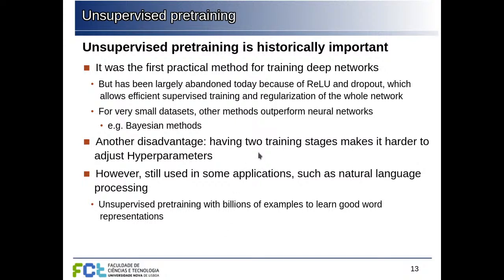One disadvantage of this is that when you have two training stages, it complicates everything: the selection of hyperparameters, optimizers, doing all of those kinds of things becomes more complicated if you first have to do the pre-training and then you have to do the fine-tuning again.